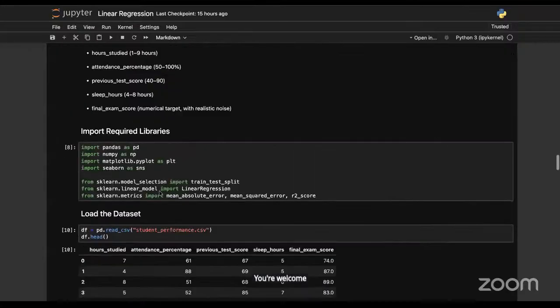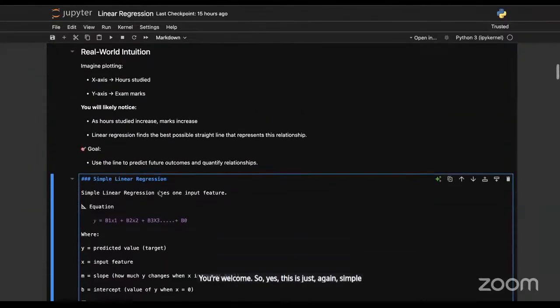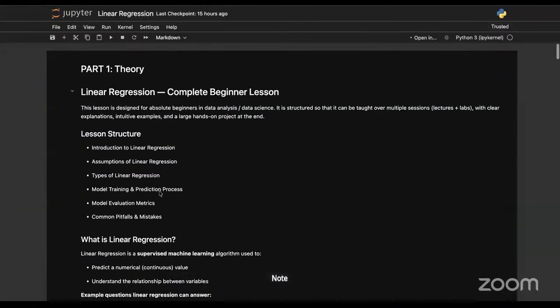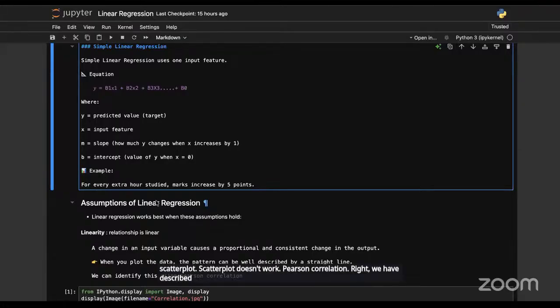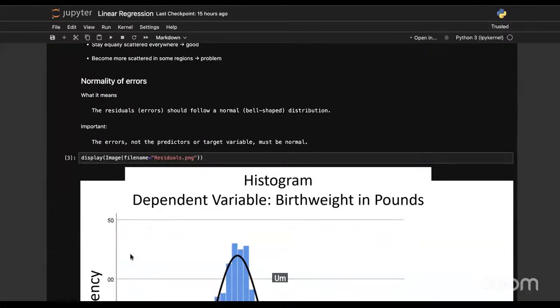So yes, this is just again simple linear regression. Note what to remember: you need to make sure there's linearity. That is the most important thing in a linear regression model. Before jumping into it, we want to understand whether we have a linear relationship. We check the scatter plot and Pearson correlation, and we've described that we have a linear relationship. We then hop on to building or fitting that model, and the evaluation metrics.